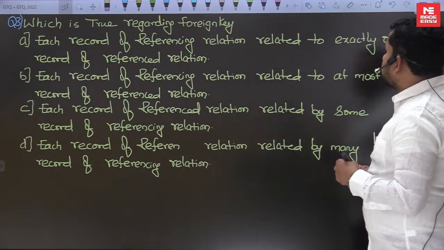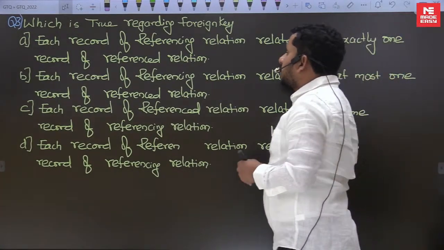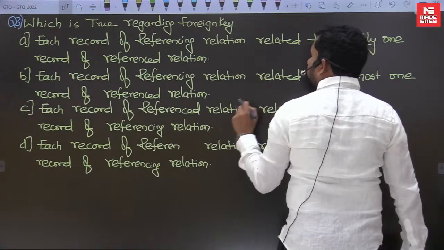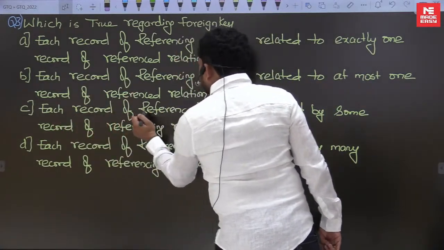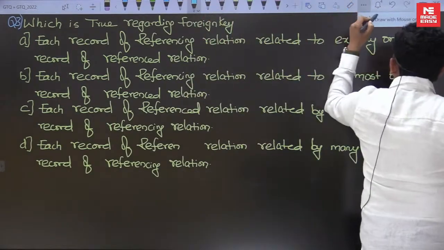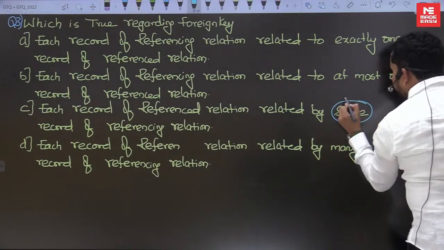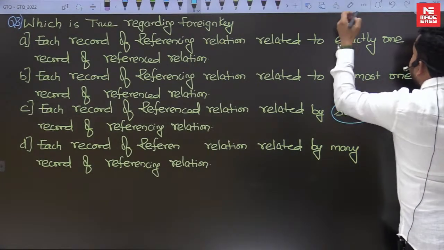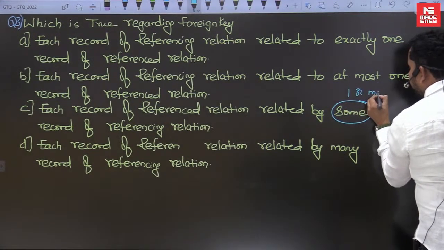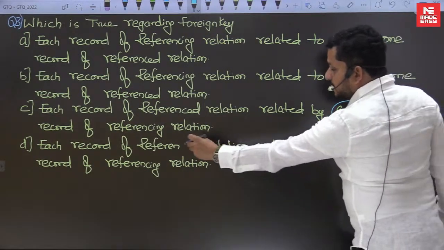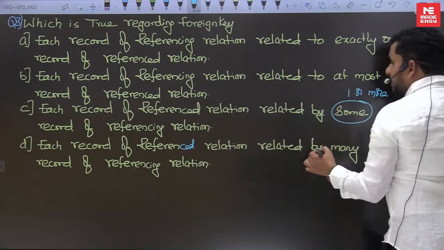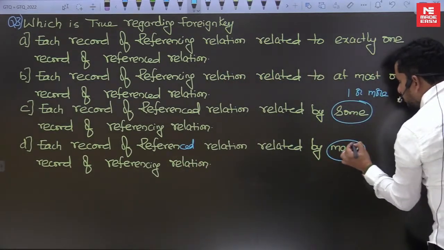Each record of a referencing relation is related to exactly one record of the referenced relation. Each record of a referencing relation is related to at most one record of a referenced relation. Each record of a referenced relation is related to some records, so at least one, you can say one or more. Then the next option, each record of a referenced relation is related to many, zero or more.